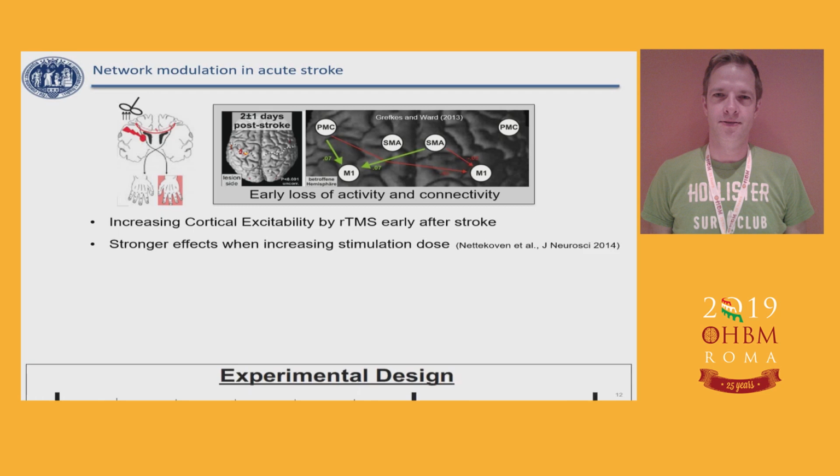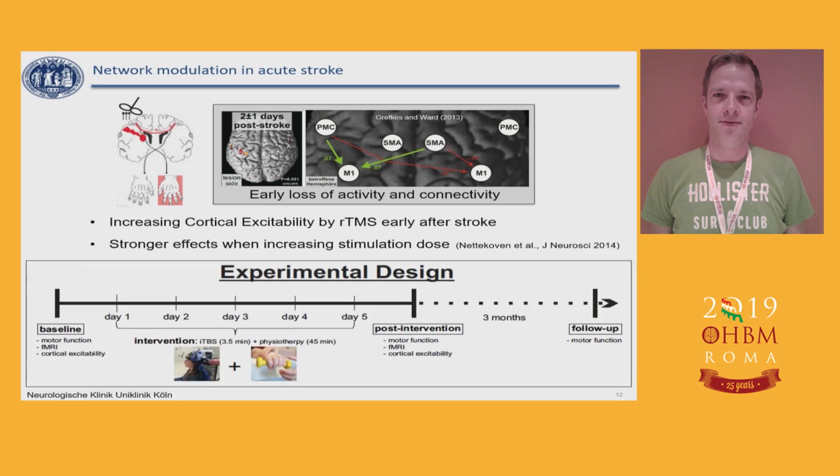So we then designed an experiment where we stimulated acute stroke patients with intermittent theta burst stimulation, which is an rTMS protocol that can increase activity in the stimulated area, and then paired this with physical training and applied this protocol over 5 days. And before and after intervention, we assessed data in terms of behavior but also imaging.